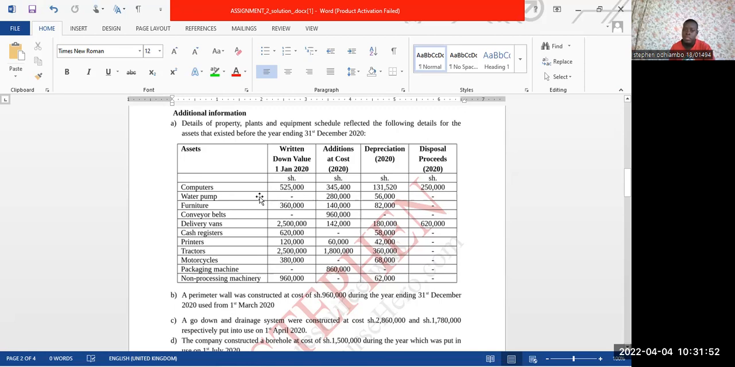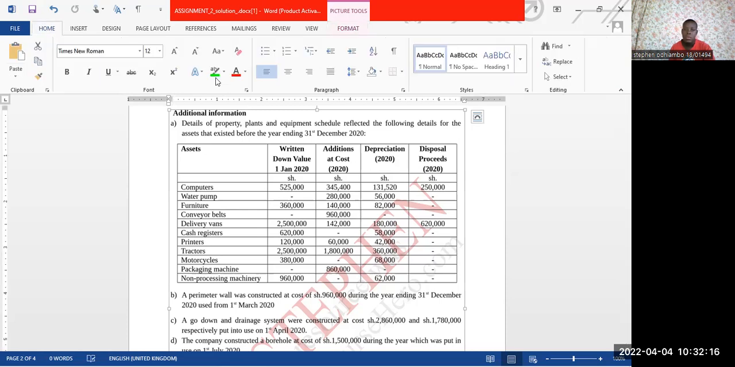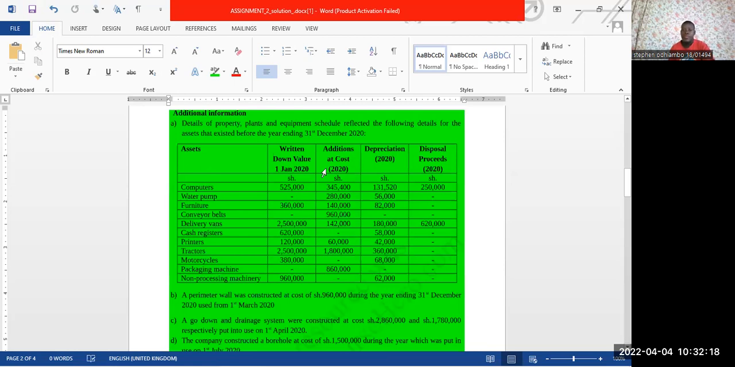For computers, it is here. Furniture, it is here. For the conveyor belt, we don't have any written down value. Then delivery van, cash registers, printers, tractors, motor vehicles or motorcycles, and packing machine. Then we have non-processing machineries. Let us highlight that to make our work easier. There is some additional information down here.